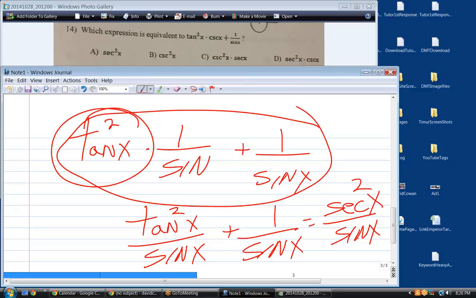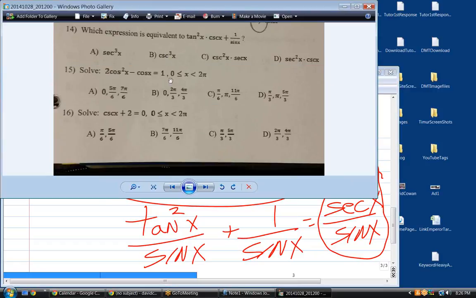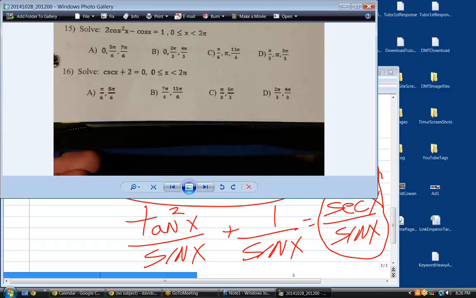Okay. Is that one of our answers? Kinda. It's D. Notice that secant squared over sine x is the same as secant squared times cosecant x, the reciprocal of sine. You see it? Yeah. All right, let's look at 15.